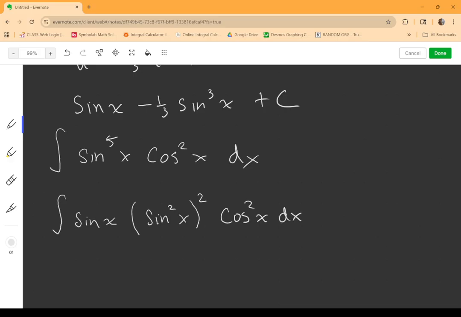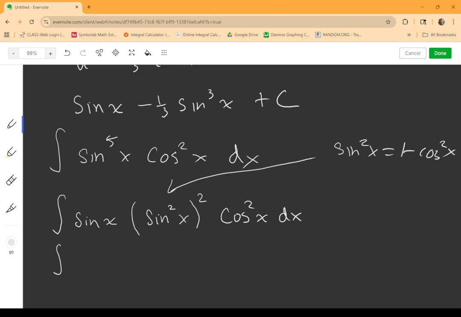Okay, and now that I have that factor of sine, I'm actually going to want my substitution to be u equals cosine of x. Because I have the du sitting out there, right? Du would be negative sine x dx, right? But now I need to change everything else to cosine. Well, that's okay, right? As we saw above, sine squared of x is 1 minus cosine squared x.